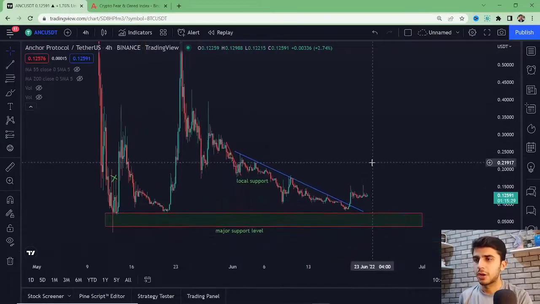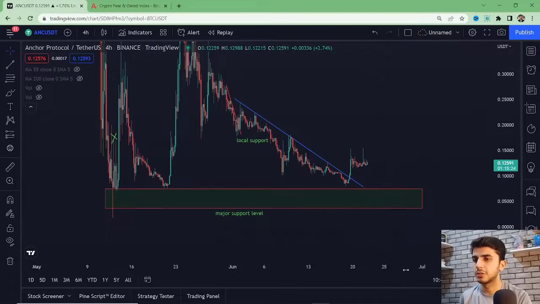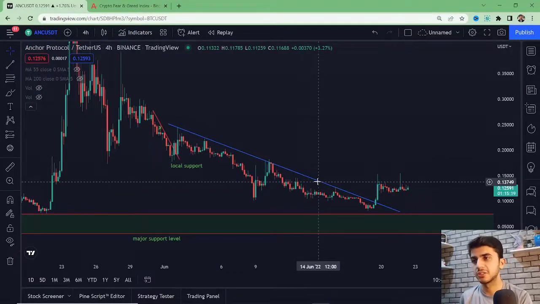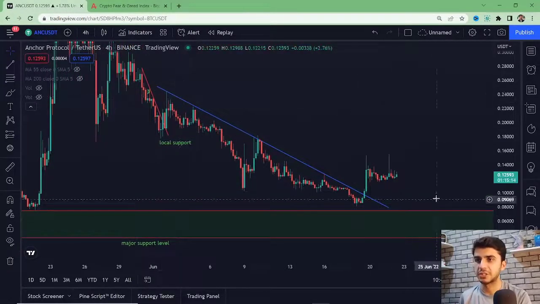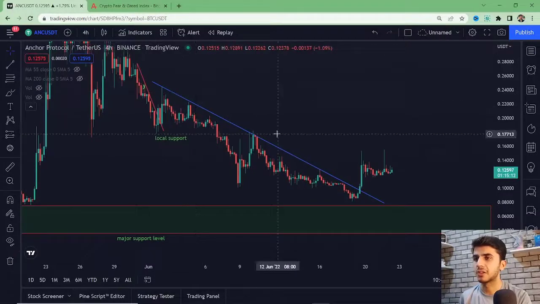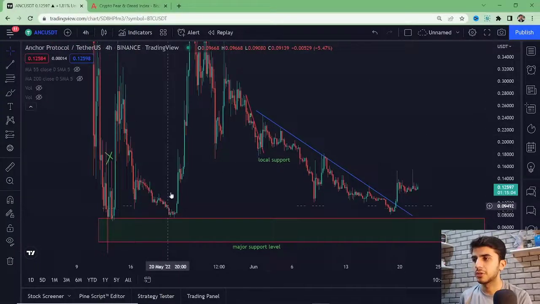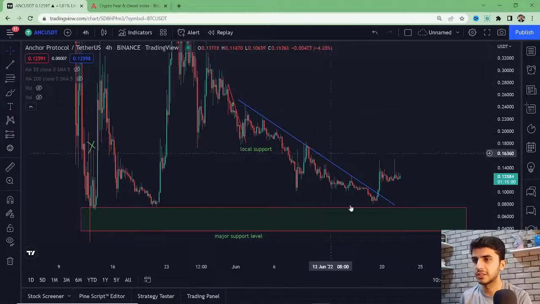Okay, so now talking about the Anchor Protocol, you can see that it was trading within this resistance line. This was acting as a stiff resistance for ANC protocol, which it broke out actually. And there's not only this thing, the second thing is that I was talking about this major support level. I said if you get ANC on this support level, that is the place you need to buy Anchor Protocol.